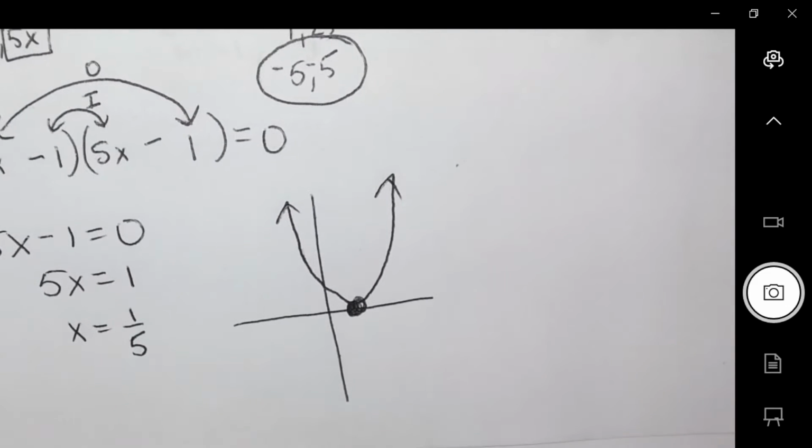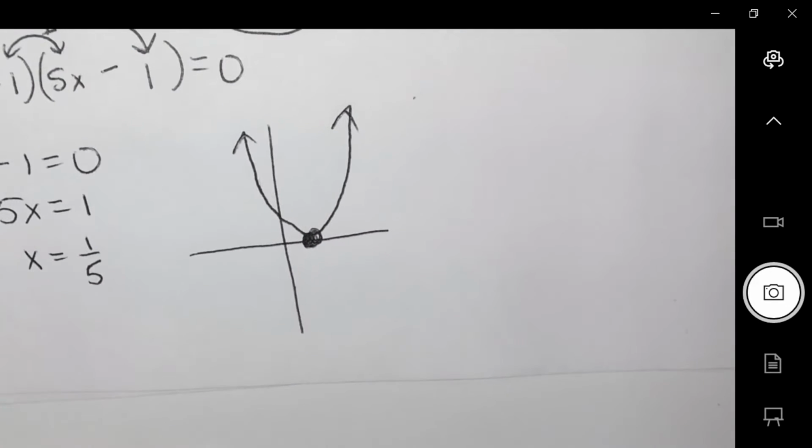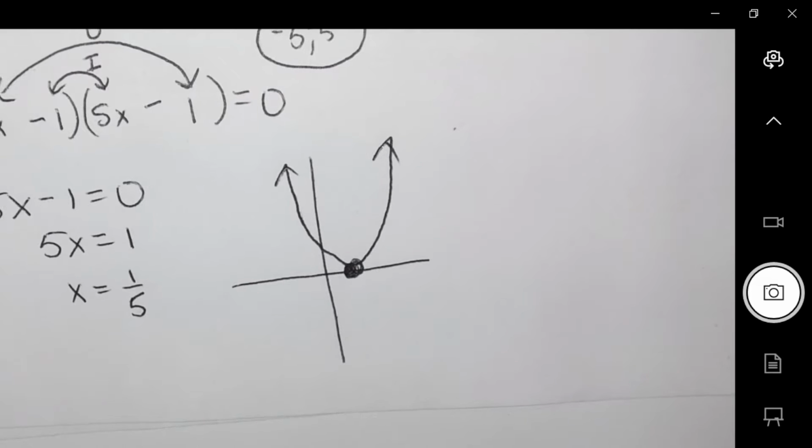And on your calculator, if you want to graph it, that's what it would look like. Just one x-intercept on that one. Right? Because this is also just the same. So there would only be one x-intercept.